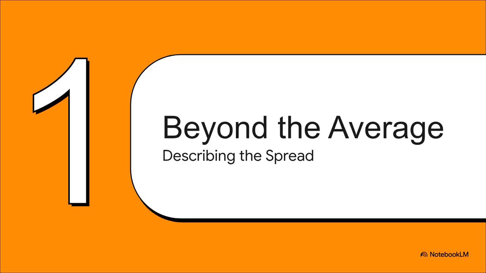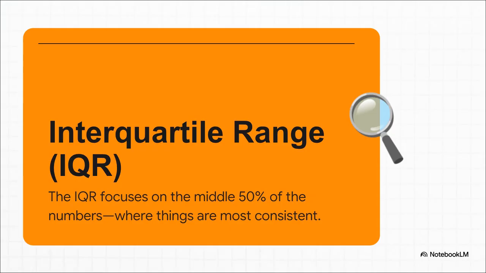Well, we need to find a way to talk about the spread of the data. And that's where our hero for today comes in, the interquartile range, or IQR for short. The magic of the IQR is actually pretty simple. Instead of looking at all the numbers, it zeroes in on what we could call the middle ground, that core 50% of the data where things are the most consistent.